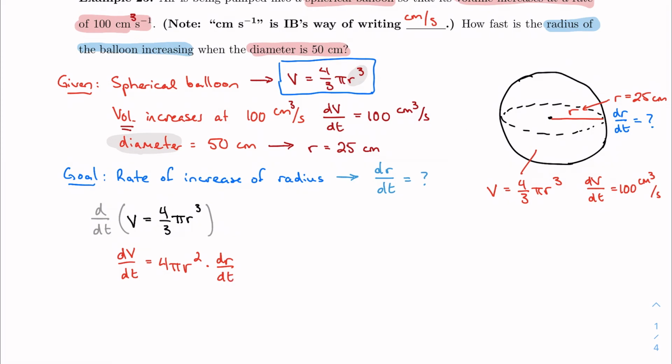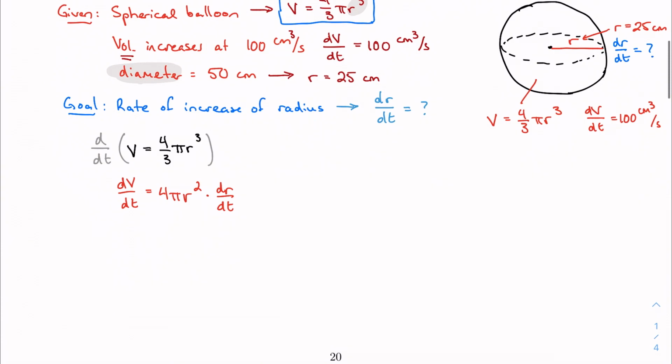And now it's just a matter of plugging in what you know and solving for what you don't. So dV dt is 100. Radius is 25. Sorry, it's 25 squared. And I'm solving for dr dt. If I just do that real quick in my calculator, 4 pi times 25 squared, I get dr dt. So the rate of change, the rate of increase of my radius, is 0.013 with 3 significant figures. Sorry, 0.0127 with 3 significant figures.